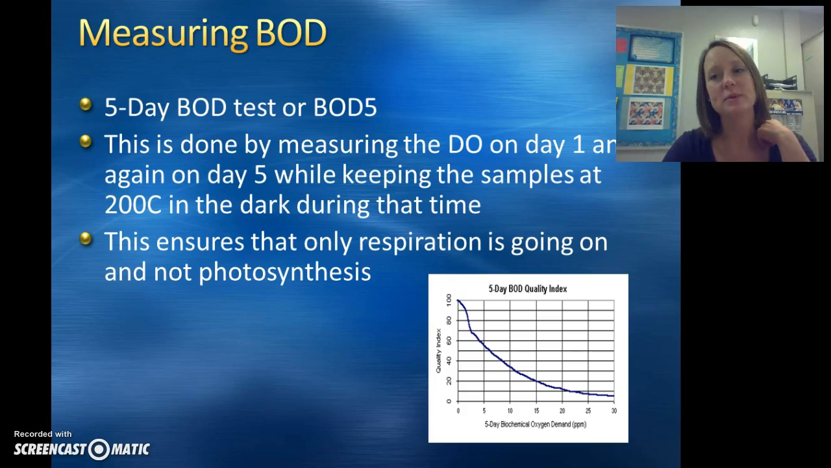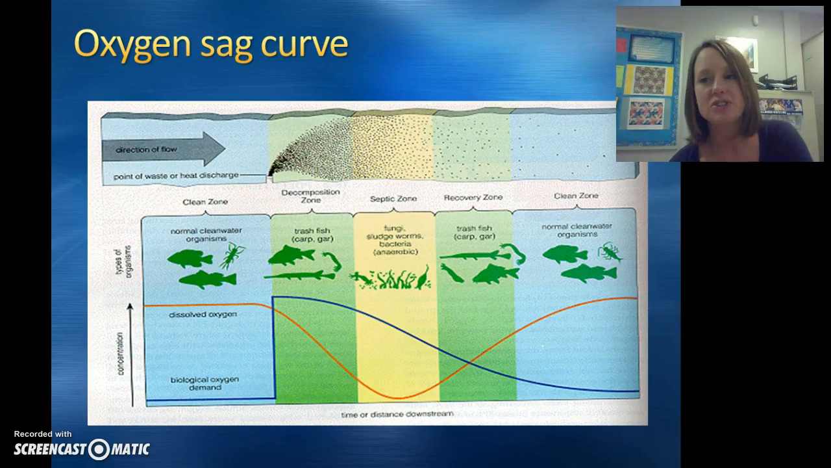So one of the ways that we can measure this is to take what is called a 5-day BOD test, or BOD5 for short. So you'll measure the dissolved oxygen on day 1, and then you'll go out and measure it again on day 5. You'll keep your sample in the dark during those 5 days, and that ensures that respiration is going on and not photosynthesis, so that no oxygen is being added to the water. So then you would measure how much dissolved oxygen has been used, and that can help you determine what the demand for that oxygen was.